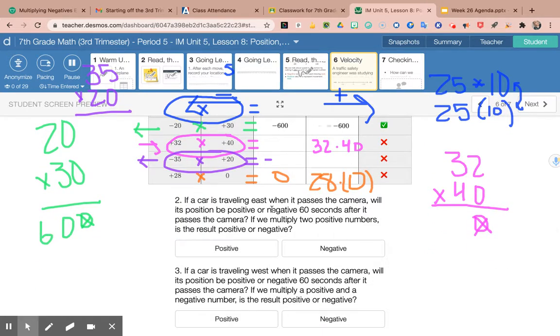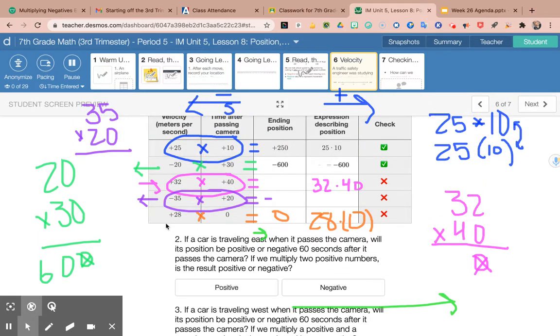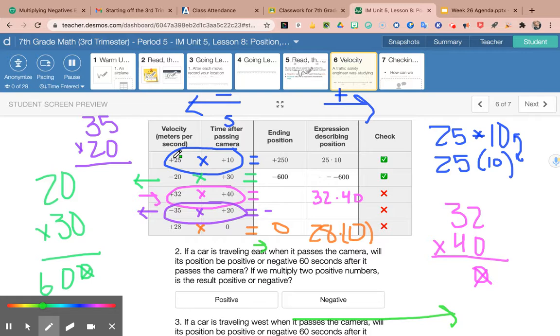Next question, if a car is traveling east, so if a car is traveling east to the right, when it passes the camera, will its position be positive or negative 60 seconds after it passes the camera? So if it's going east, and now it's gone east 60 times, if I multiply a positive number and a positive number, is my result positive or negative? So if we multiply two positive numbers, hopefully you notice up here, when I multiplied positive 25 and positive 10, I got a positive answer.